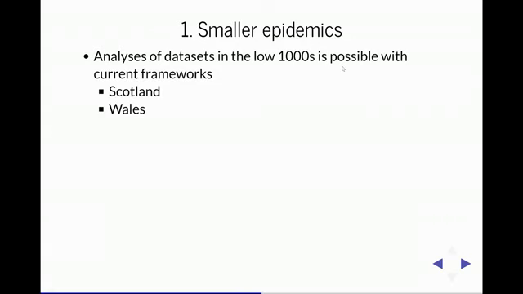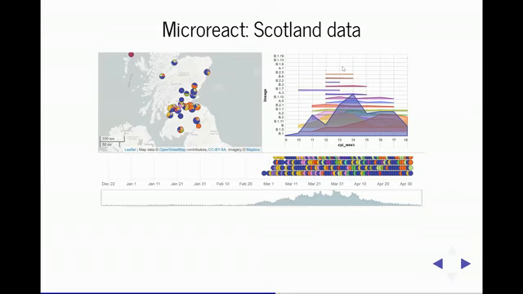So looking at, say, subnational epidemics is reasonable. From the past, we know that analyses of data sets in the low 1000s is possible with current frameworks. And so places like Scotland and Wales, where the sequencing depth is actually quite good, could be good candidates for scenarios where we can fit the suite of phylodynamic models that we already have. So here is another screenshot from MicroReact looking at the dynamics in Scotland, and you actually see quite a few multiple co-circulating lineages, but still, you know, over 1,000 sequences there.